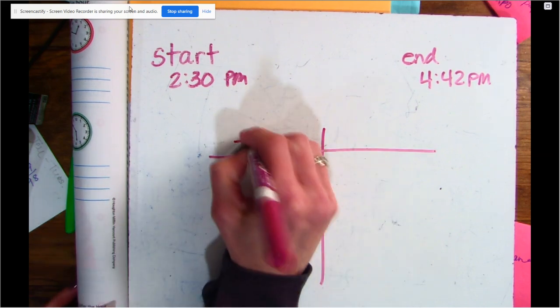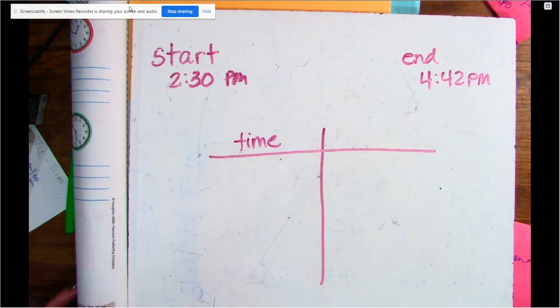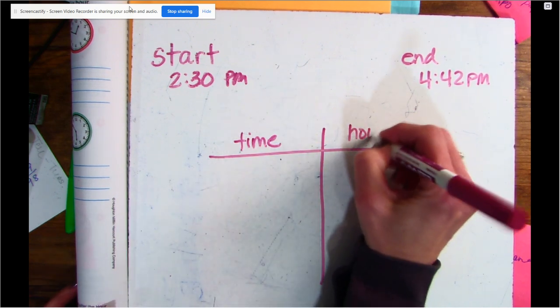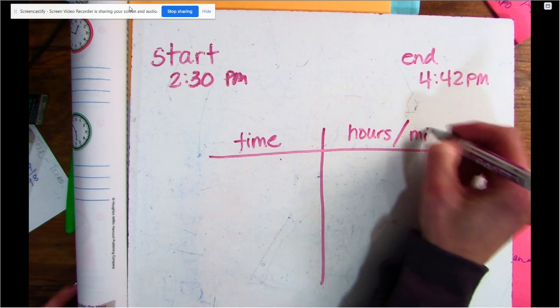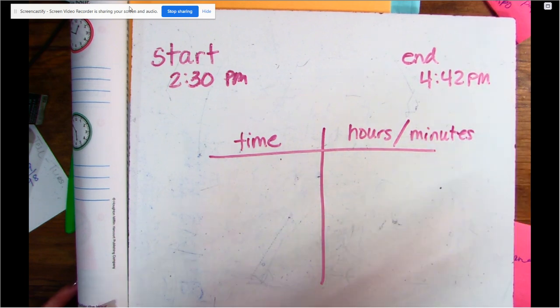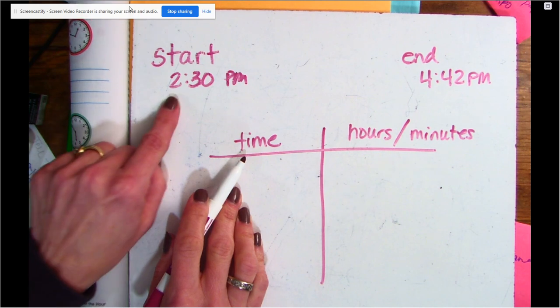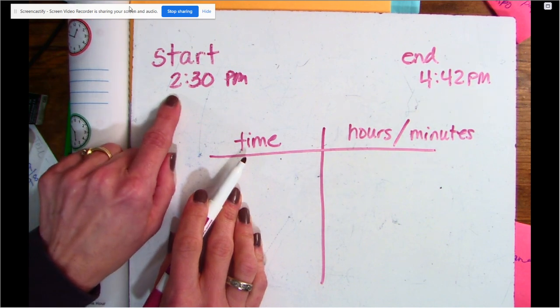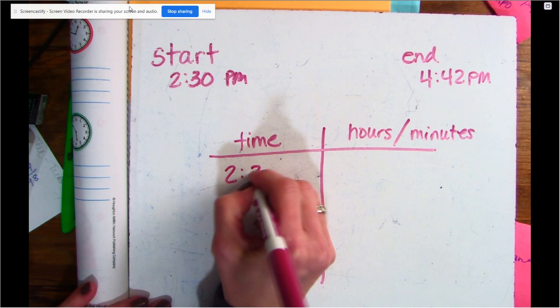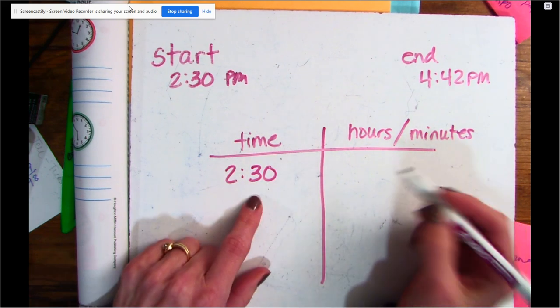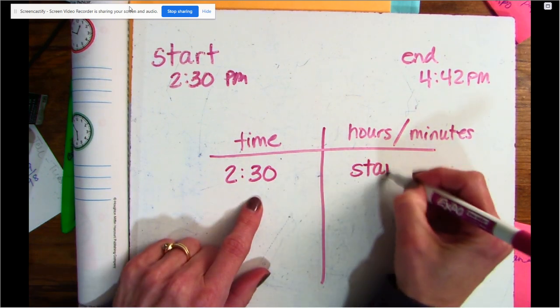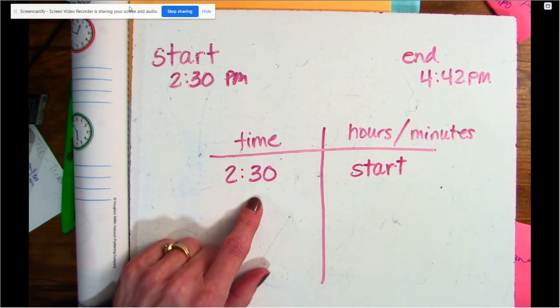On one side, we're going to write time. The other side, we're going to write hours/minutes. Okay, and you're going to copy this down. And remember, you can pause the video at any time. So I'm going to keep sharing the information, but you can stop it and copy down what I have. So time, we're starting something at 2:30. I'm going to write 2:30 on the time side. And over here, I'm going to write the word start because that's when we're starting this activity.